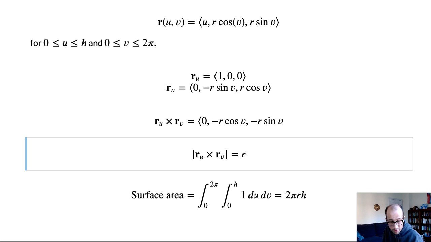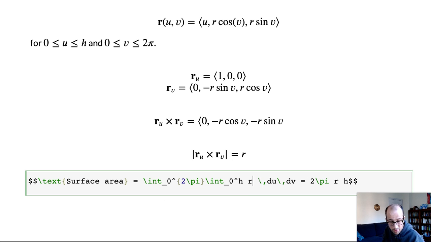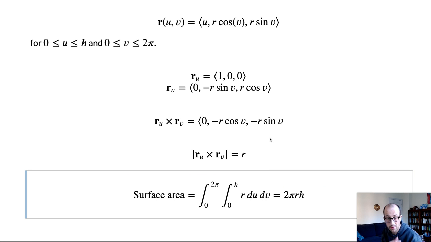So where did that r come from in the answer? That integrand should have just been r. Okay, now this is correct. So when I compute my surface area, I integrate just in my u and v coordinates.